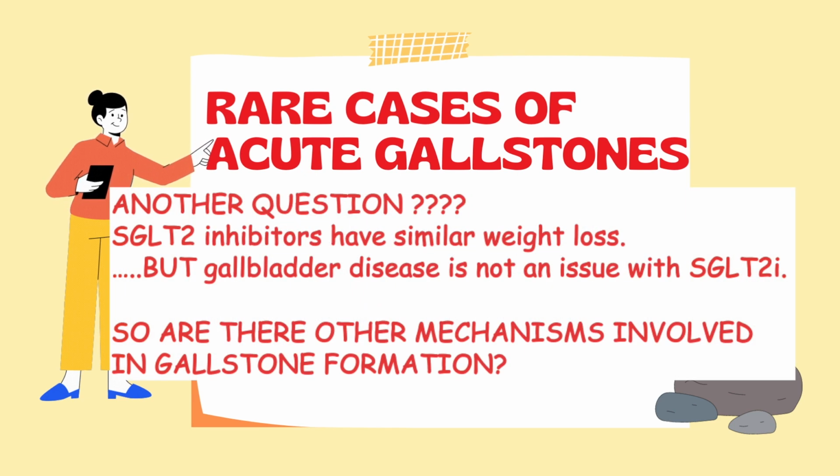Another question arises here: with SGLT2 inhibitors, they also cause similar amounts of weight loss, but gallbladder stones is not an issue with this class of medication. It's only seen with the GLP-1 receptor agonist. So are there other mechanisms involved here that are causing the gallstones? Let's look at this in the next slide.